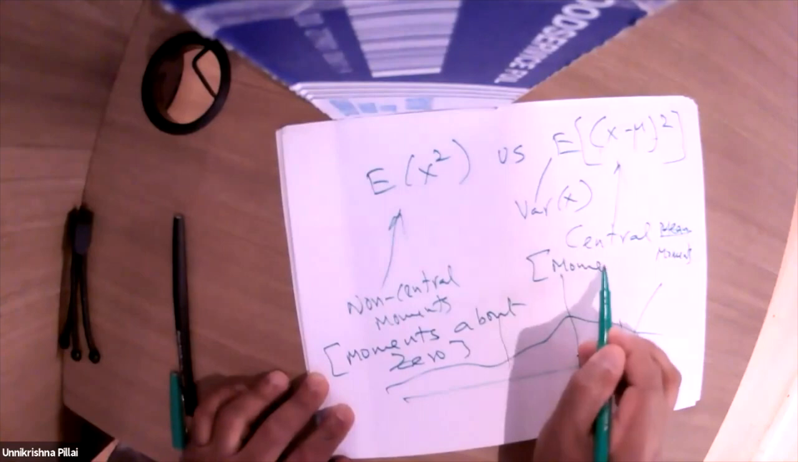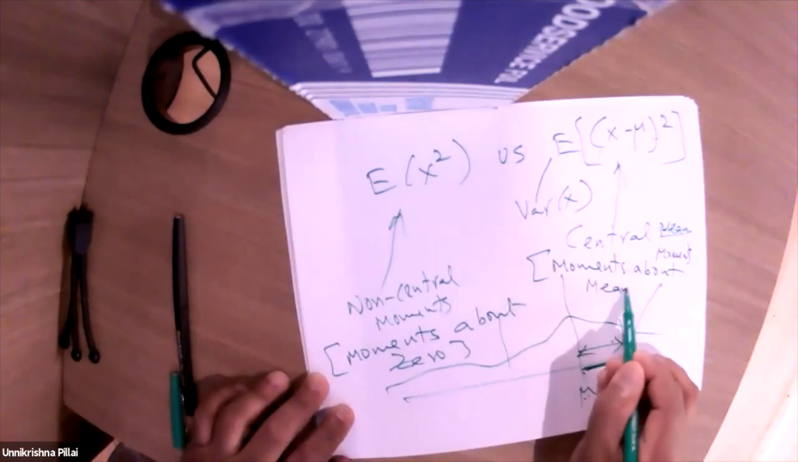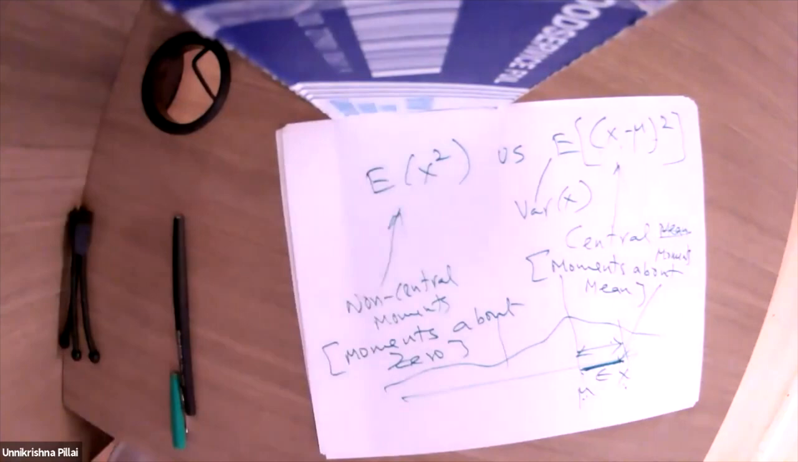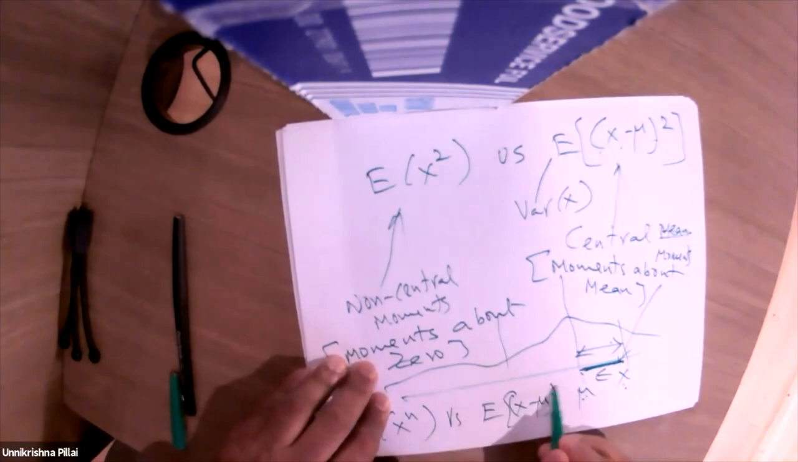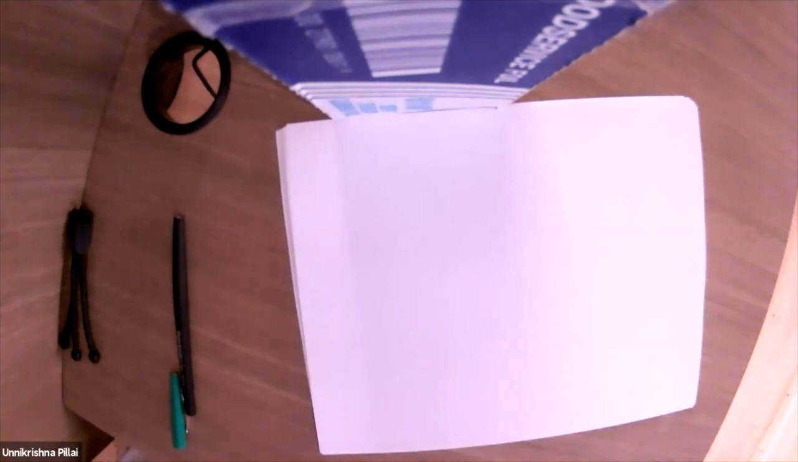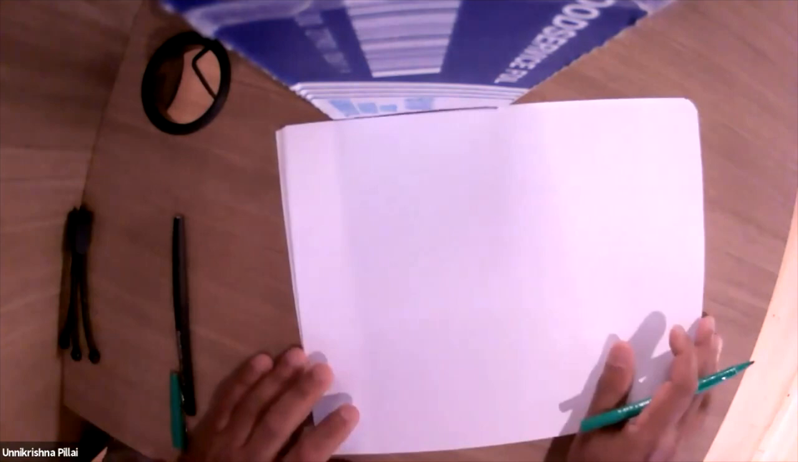These are the moments centered around the mean value. So these are the moments with respect to the mean. These are the moments with respect to the origin. So you have the same expression. What I meant was expected value of x to the n versus expected value of x minus mu to the power n. Any questions? So now we can use all this to get some new results.